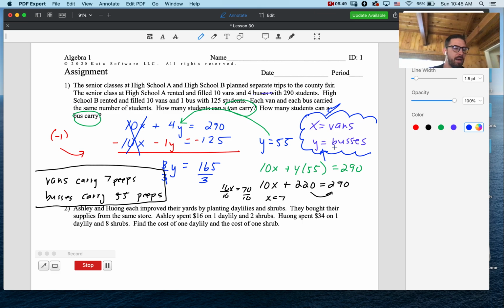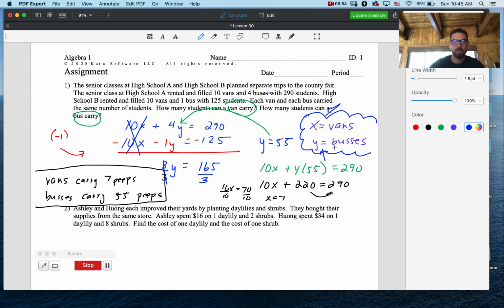It's like so hot in this cabin right now that my stinking laptop's going crazy. It's like trying to cool down.